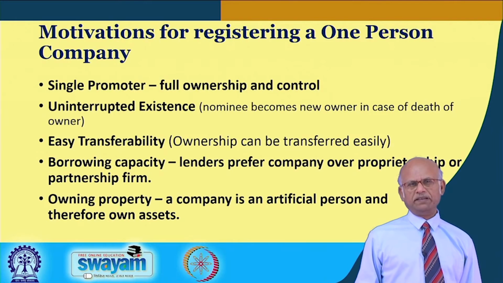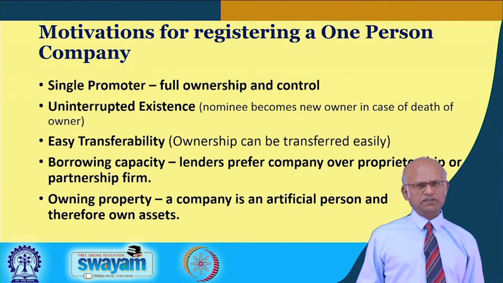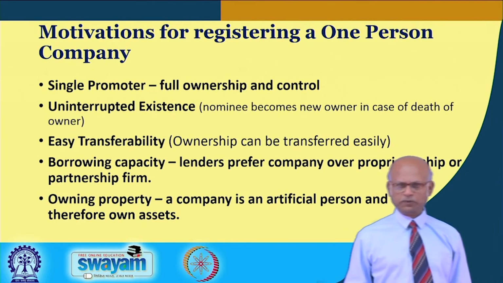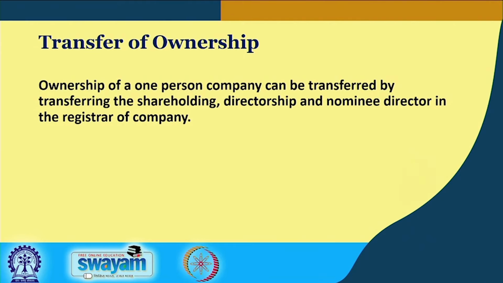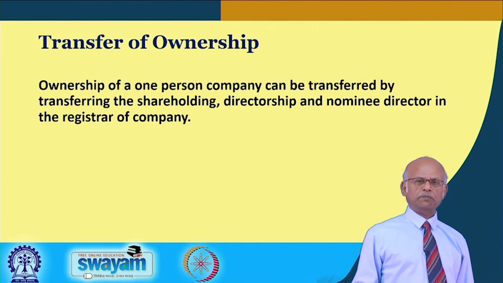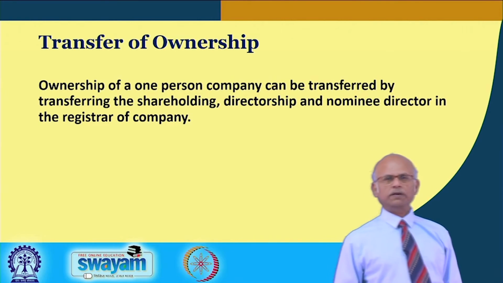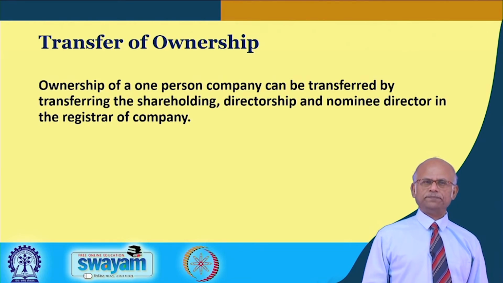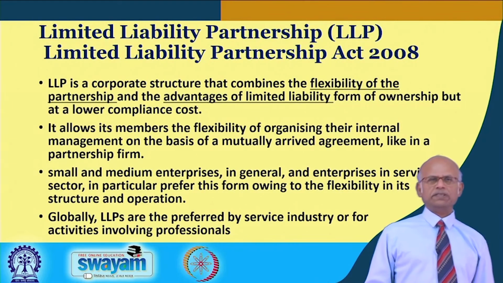Motivations can be many: single promoters, so full control, then easy transferability, you can transfer ownership to someone. Then borrowing capacity: lenders normally prefer a company over a partnership or proprietorship. Then because it is a company, it can own another property, another company, any asset, but a proprietorship or partnership cannot. So, there are reasons to really register an OPC. Transfer of ownership is simple, I will not waste time.